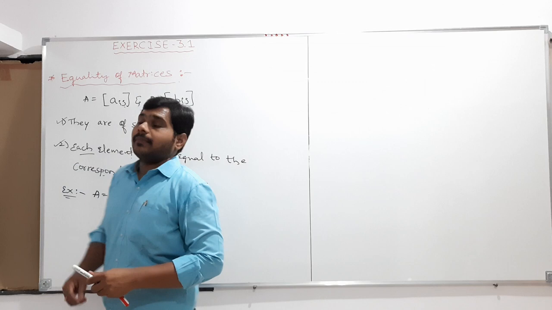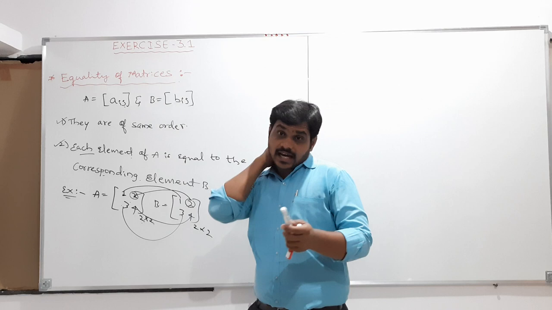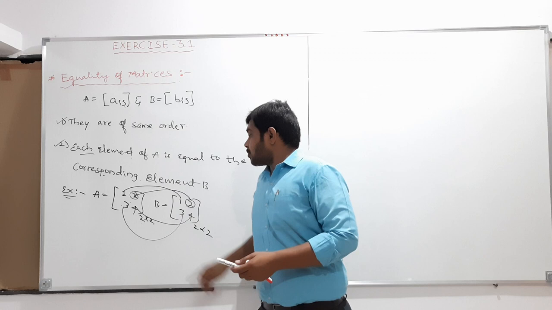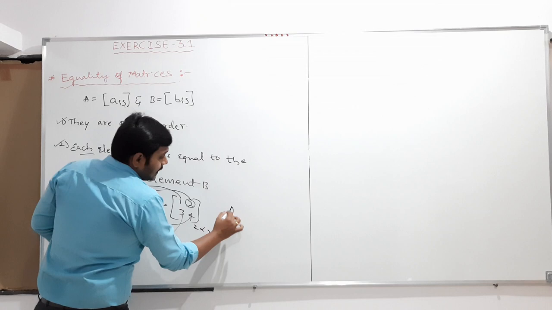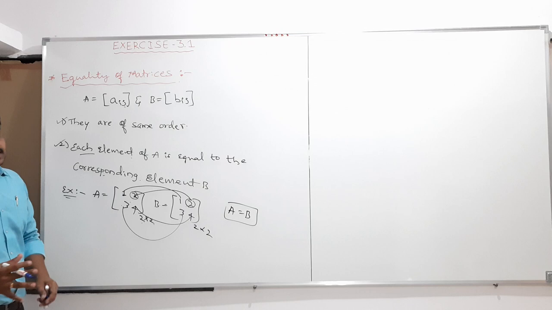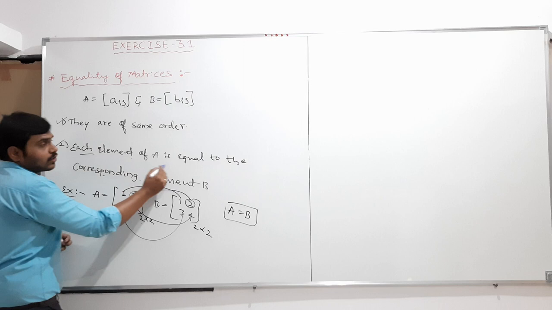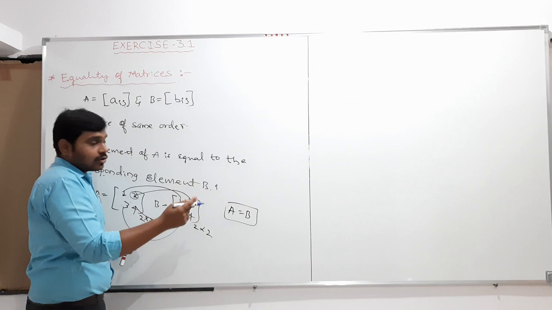The two matrices are said to be equal if they are of the same order and each element of A is equal to the corresponding element of B. And if two matrices are equal, then we denote it as A equals B. So this is the concept of the equality of matrices. Each element of A is equal to the corresponding element of B. This is what I wrote in words, and in mathematical form we can write Aij equals Bij.